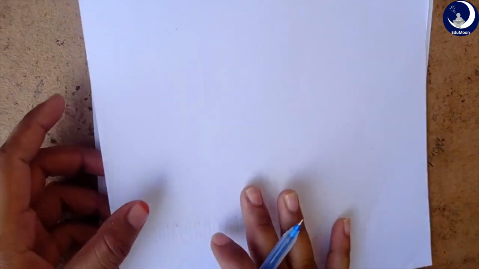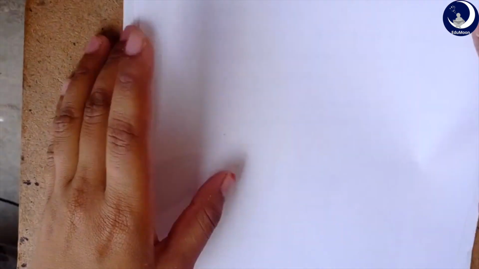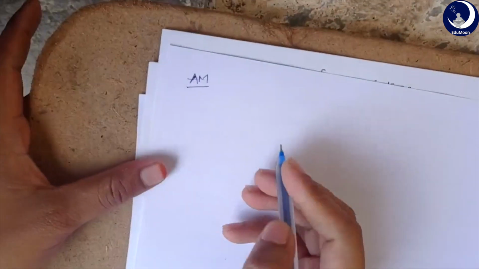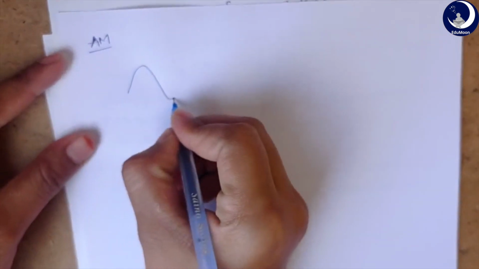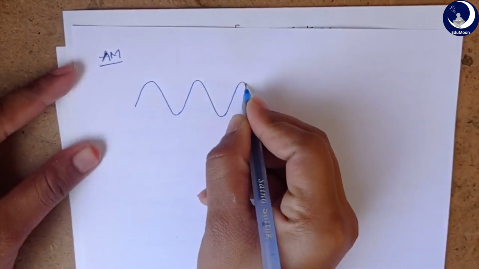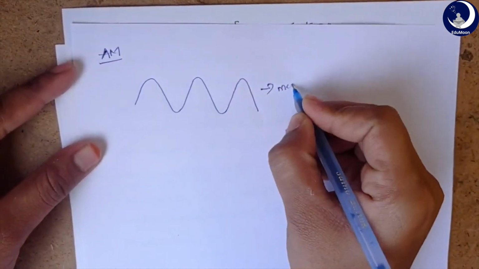So first one is amplitude modulation. See here, this is our message signal.